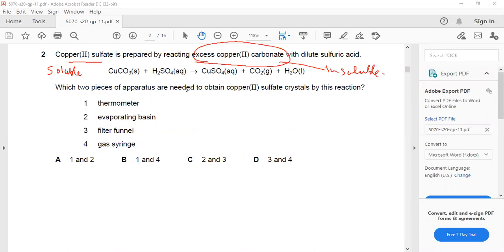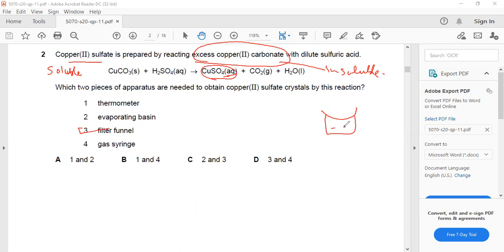So which two pieces of apparatus are needed to obtain copper sulfate after the reaction? Because you added excess copper carbonate, which is not soluble, undissolved, you have to filter it to remove the excess. So you need a filter funnel. Then, when the solution is obtained, you have to crystallize it.